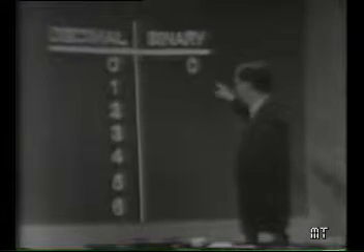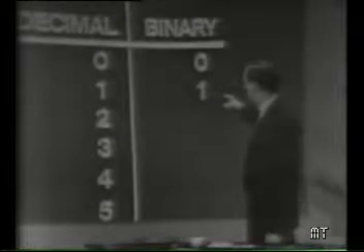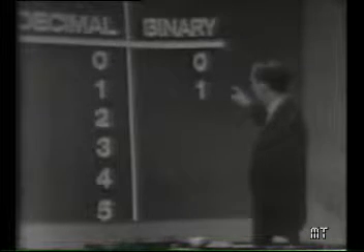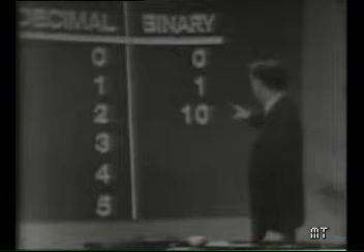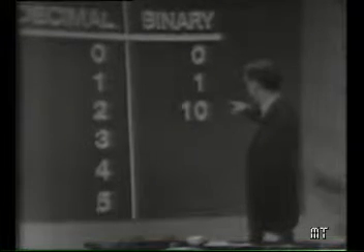But in the binary scale, the numbers are represented like this. We can represent the numbers 0 and 1 by a single digit, but then when we want to go beyond that, we have to carry 1 place to the left. So the number 2 is represented by 1, followed by 0. The right-hand digit goes back to 0.